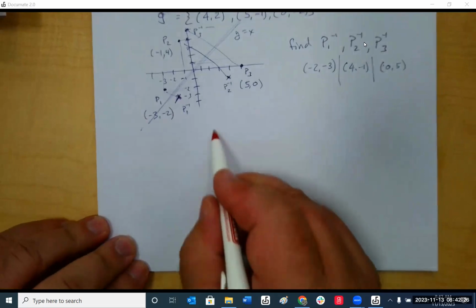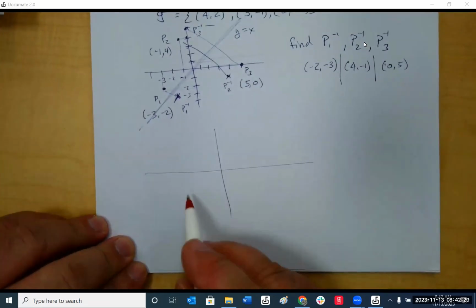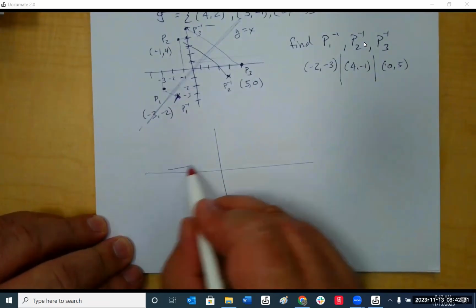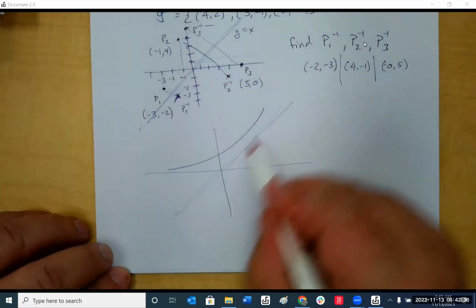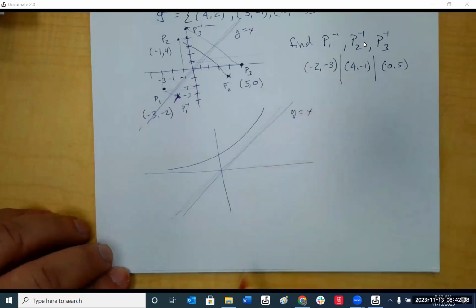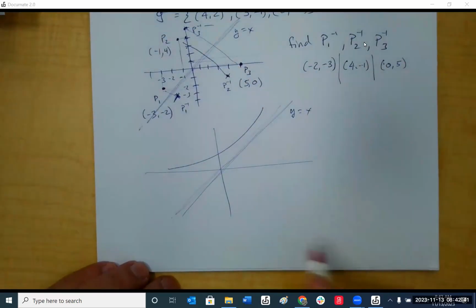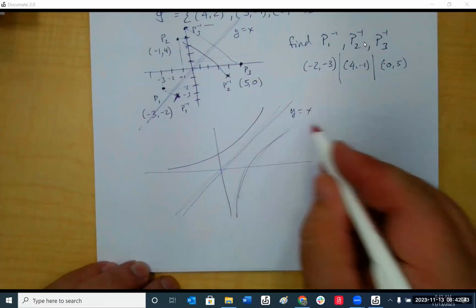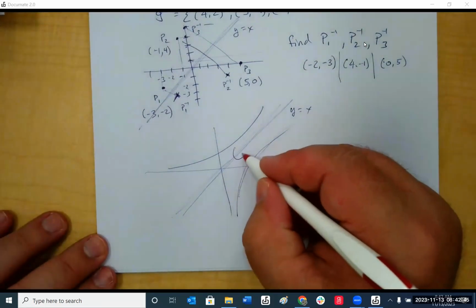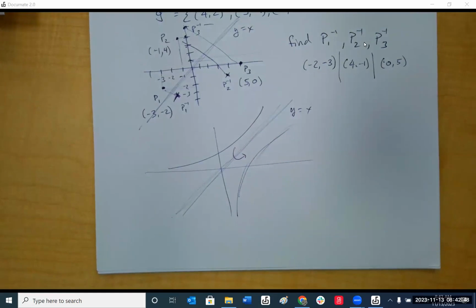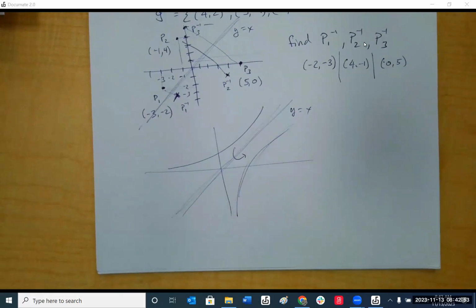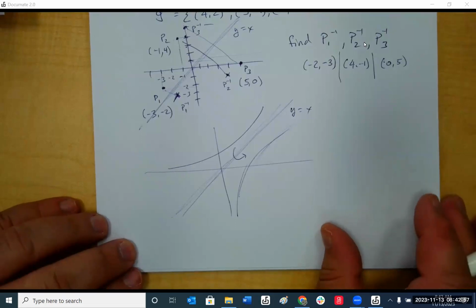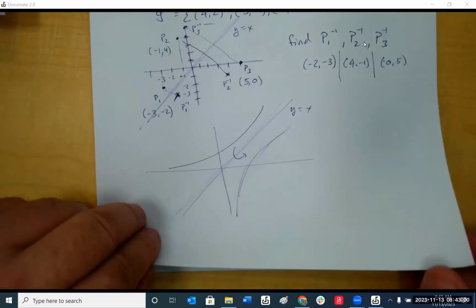So if I had a graph that looked like this, and here's the diagonal line, y equals x. If I folded this over, I would have a graph that looks like this. I would fold it over here. So that's the easiest way. If you have a hard time graphing equations, just fold a page and you're there. Okay.